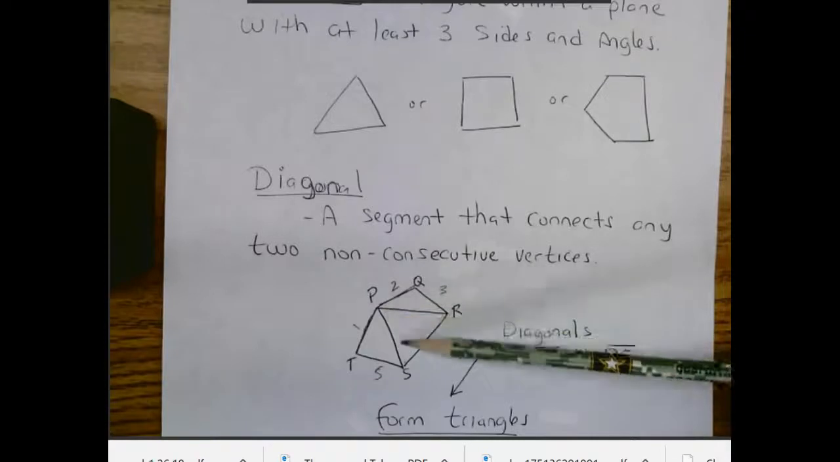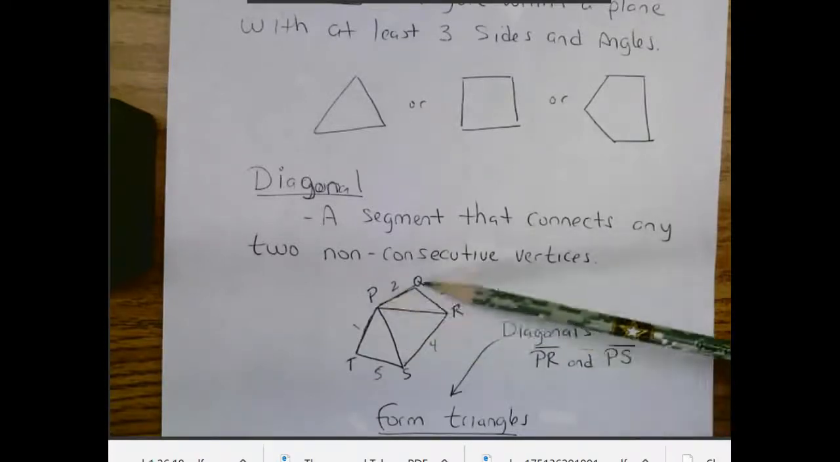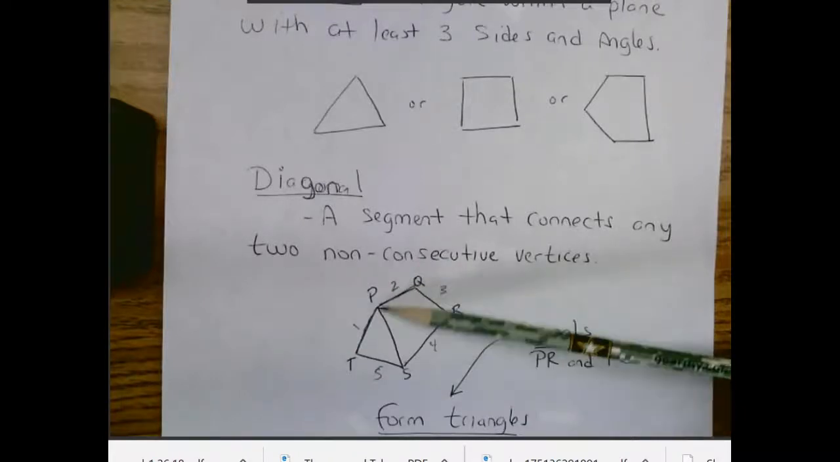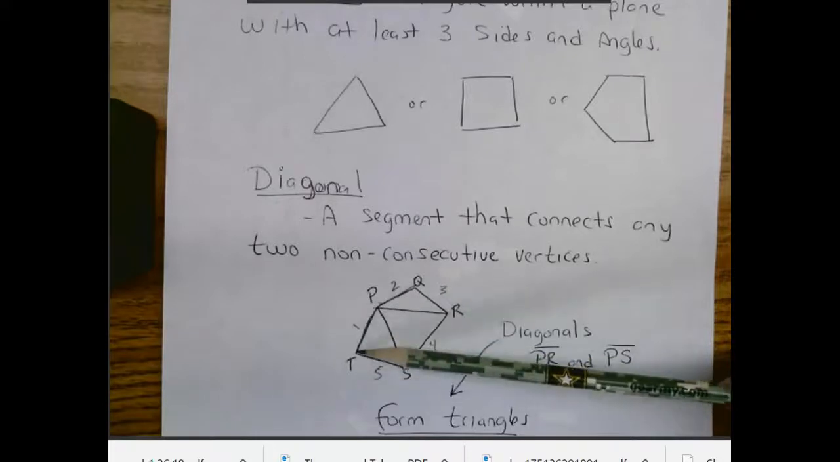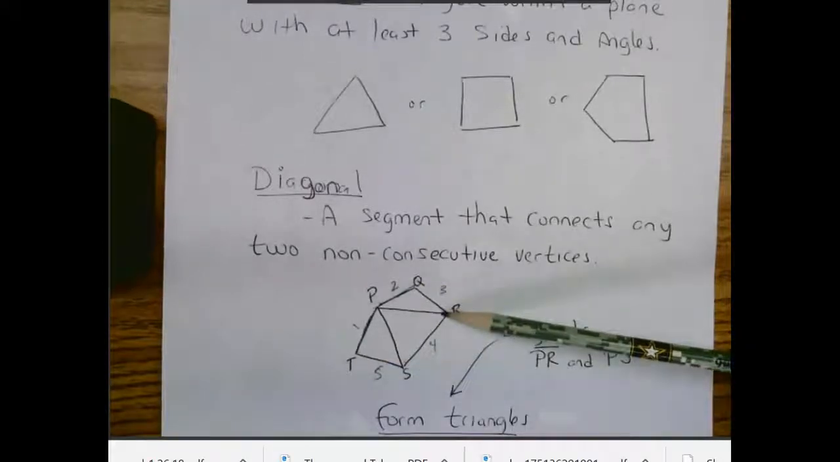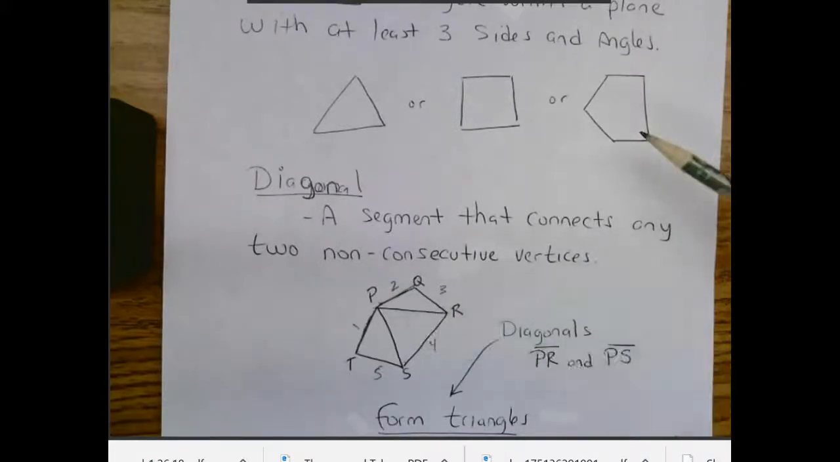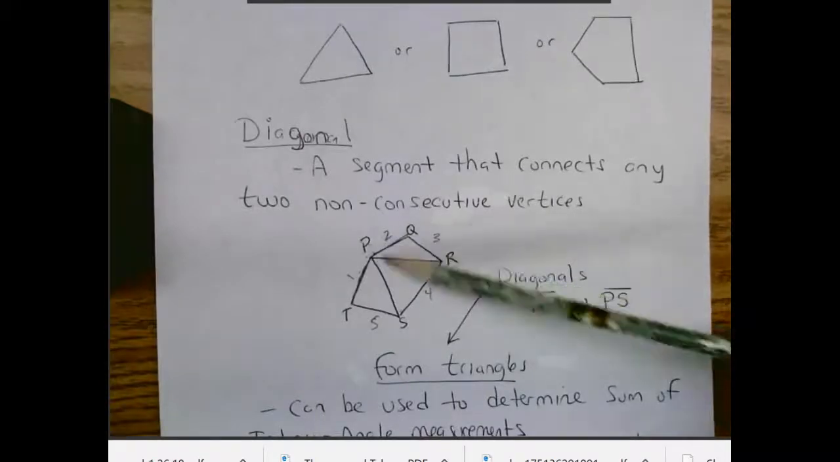So here we have PS, right? And then we have PR. We couldn't have PQ because it would be a line we already have, and we couldn't have PT, it's a line we already have. And we could go like TQ and TR, okay, but it wouldn't be that much different than what we already have. So here you can see the diagonals are PR and PS.